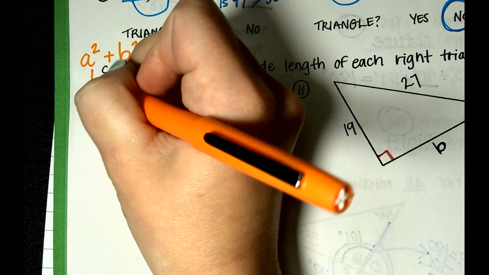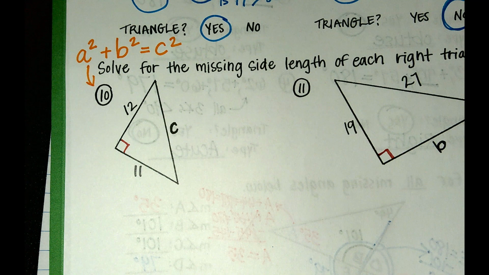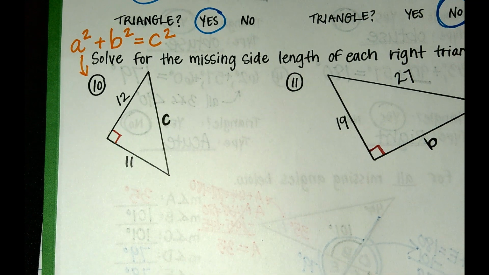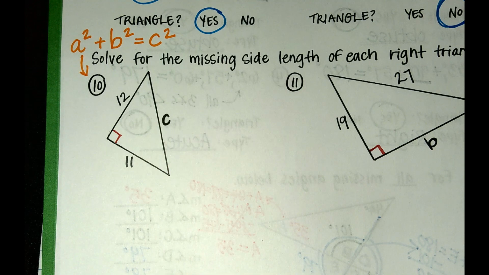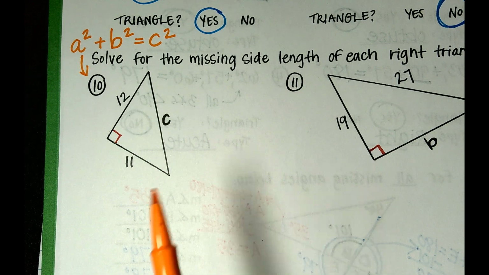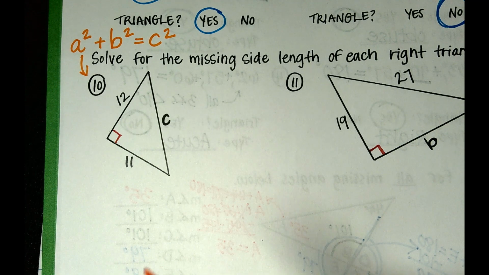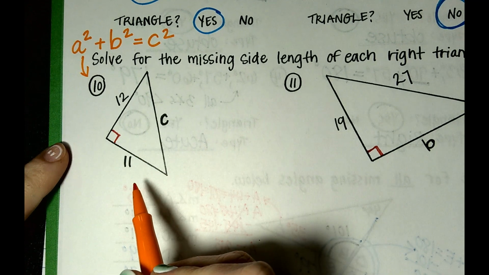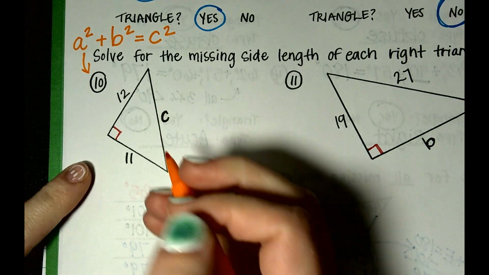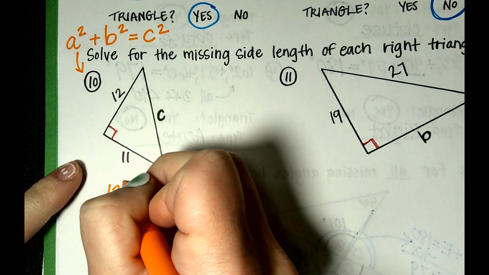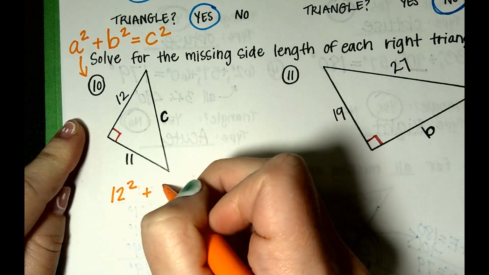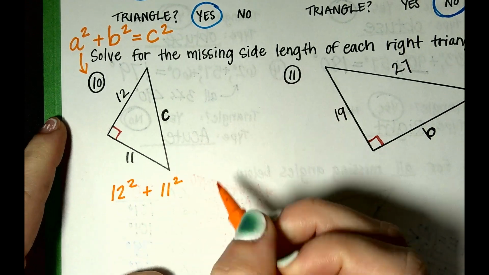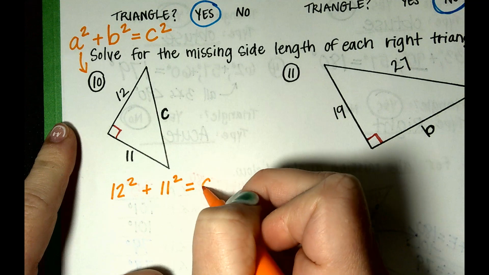So we're using this for number 10 and 11. If I want to solve for C on number 10, who can, by raising your hand, tell me what equation I will write? Amanda? I wrote 12 squared plus 11 squared equals C squared. That is correct. 12 squared plus 11 squared equals C squared.